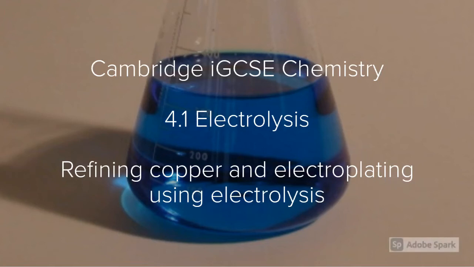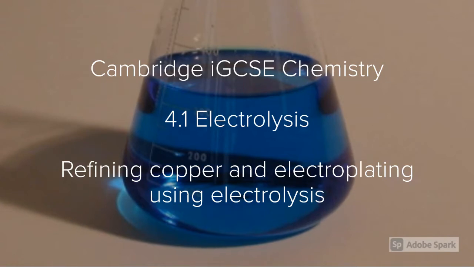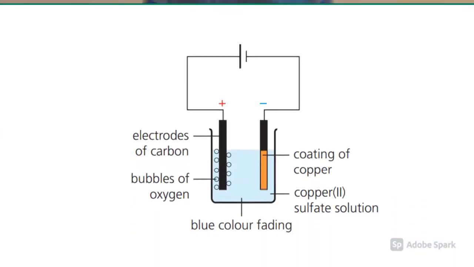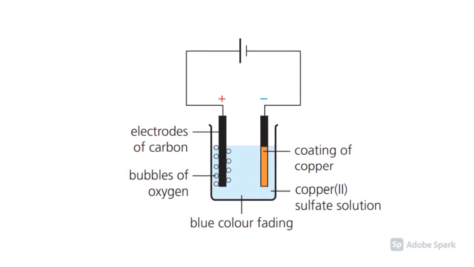A solution of copper(II) sulfate contains blue Cu2+ ions, SO4 2- ions, and H+ and OH- ions from water. Electrolysis of the solution, however, will give different results depending on the electrodes that are chosen.